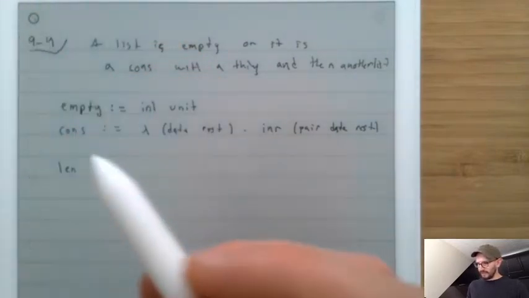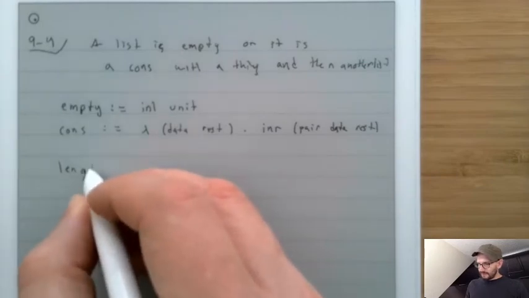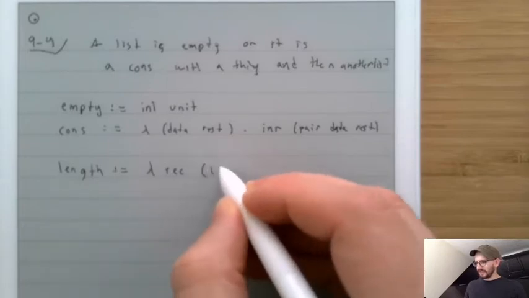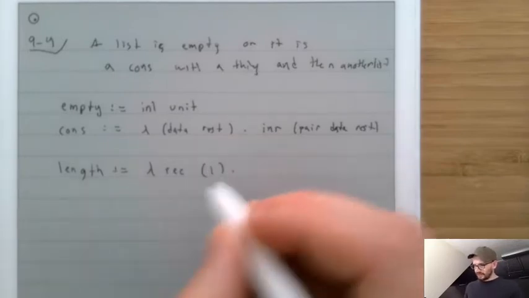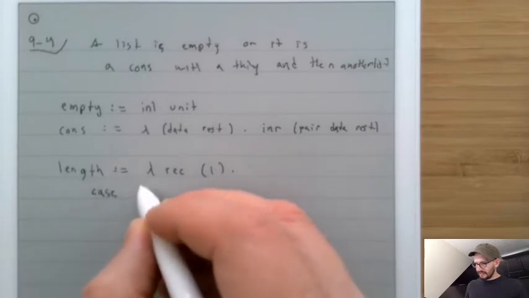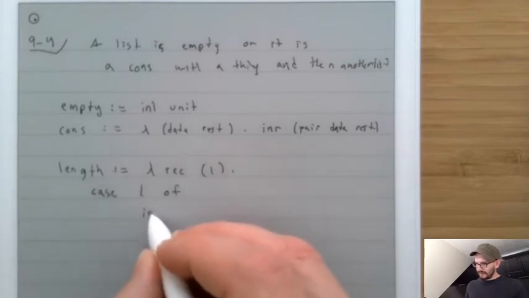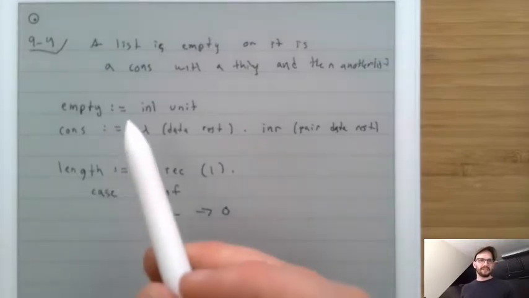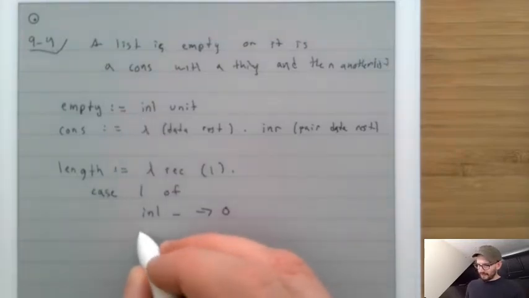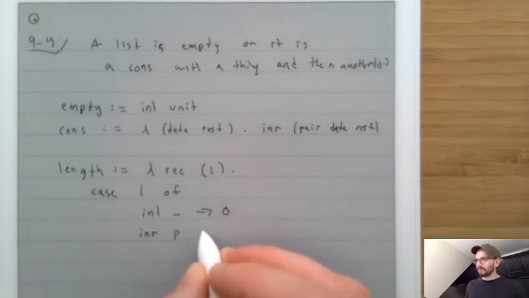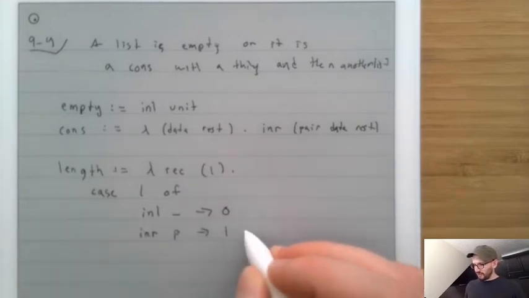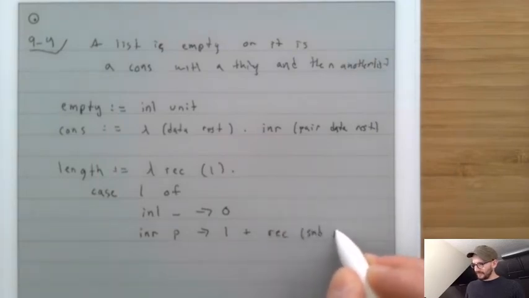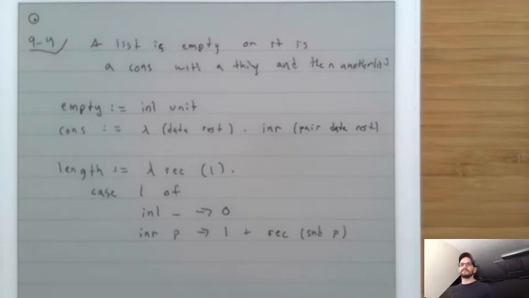We'll write a function like length. And what length does, it's going to be a recursive function that's going to take as an argument an L. And what it'll do is it'll say case L of in left goes to 0, because if it's an in left, then that means it's an empty. And if it's an in right, that means that there's a pair. And we'll do 1 plus calling ourselves recursively on the second thing inside of that pair, which is the rest.